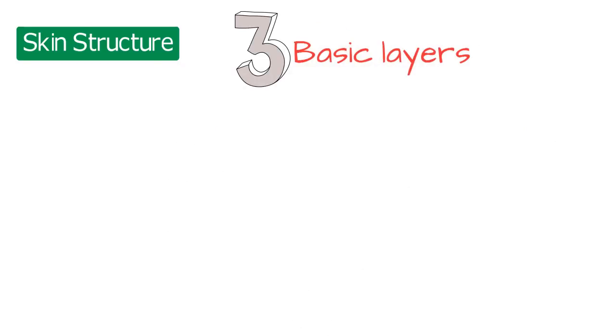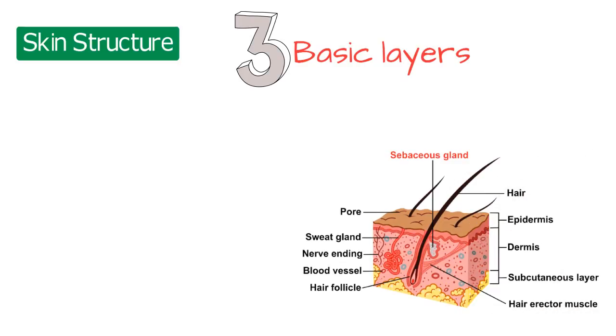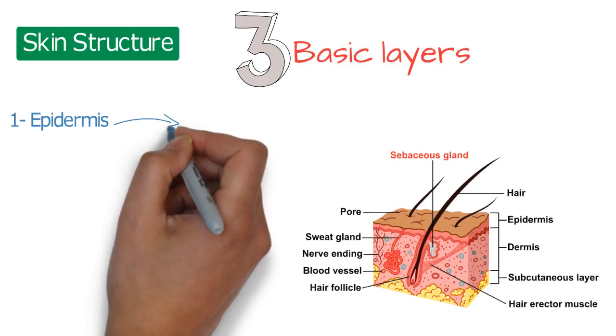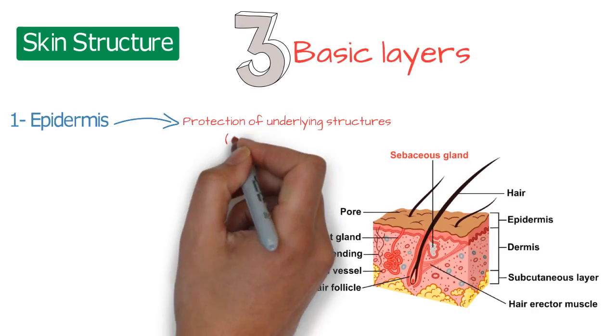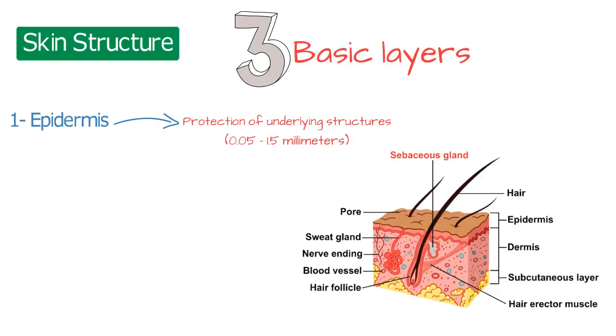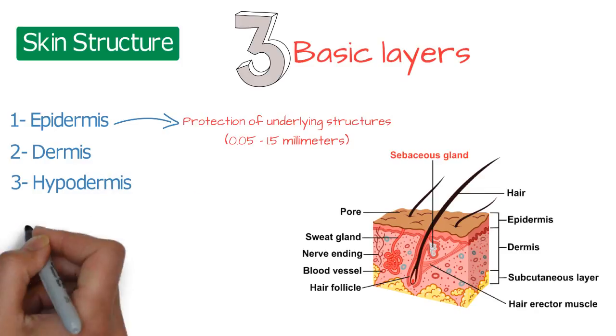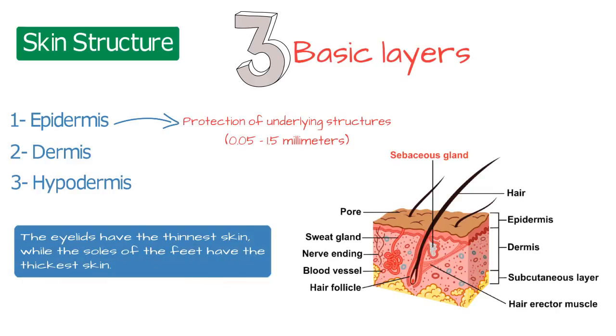Skin structure. There are 3 basic layers to the skin. Each has its own thickness, function, and strength. The outermost layer is known as the epidermis. Its main function is the protection of underlying structures. The epidermis can be as little as 0.05 millimeters thick or as much as 1.5 millimeters, depending on where in the body one measures the thickness of this layer. The middle layer is the dermis, and the innermost layer is the hypodermis. The eyelids have the thinnest skin, while the soles of the feet have the thickest skin.